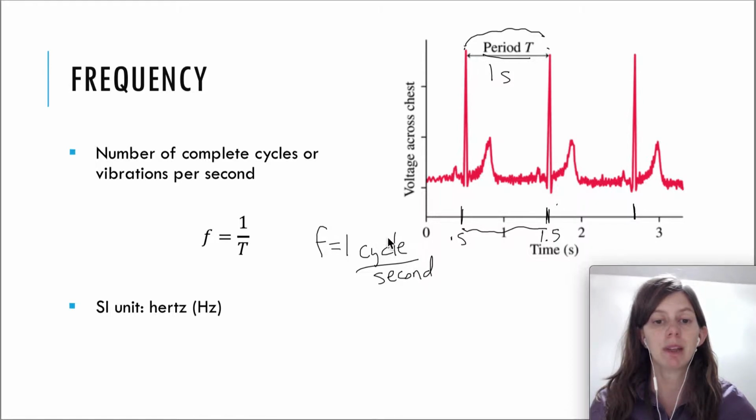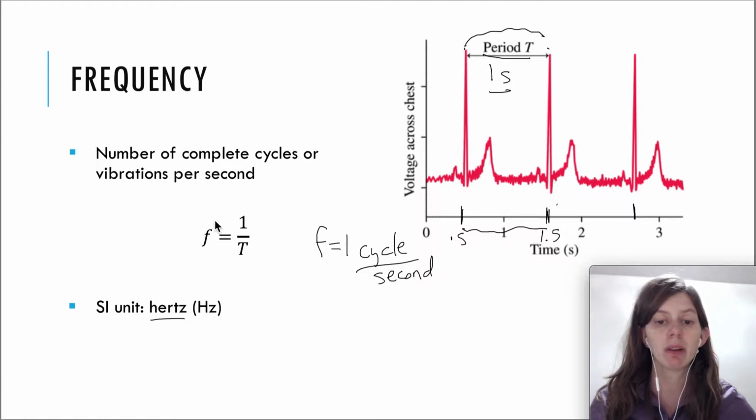The unit of cycle per second is called the hertz. So that's the SI unit that we're going to use. Now I do have an equation here that says that the frequency equals 1 over period. So you may be wondering, well, where does that come from? Because in this particular picture, the period was 1 second and the frequency was 1 hertz.